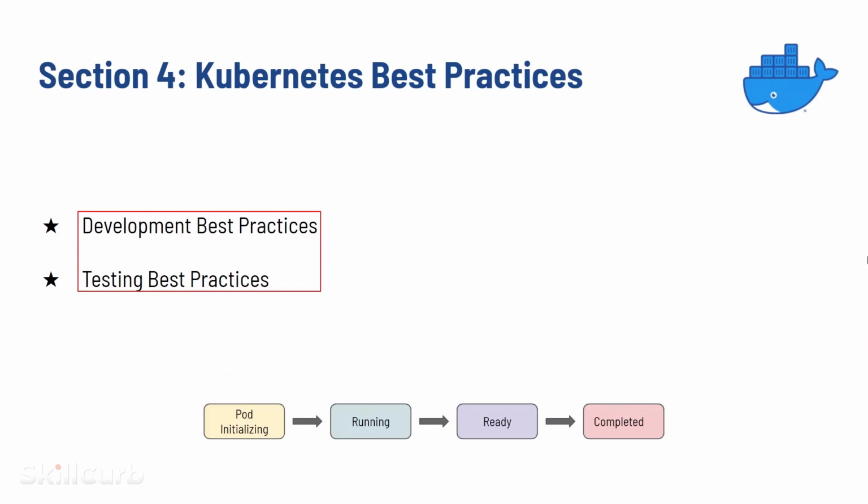In the final section, we covered some best practices for developing and testing microservice architectures, including how to format Dockerfiles and YAML files, as well as some general development rules like KISS and YAGNI. I hope this video gave you an overview of everything that we covered in the previous videos so far.